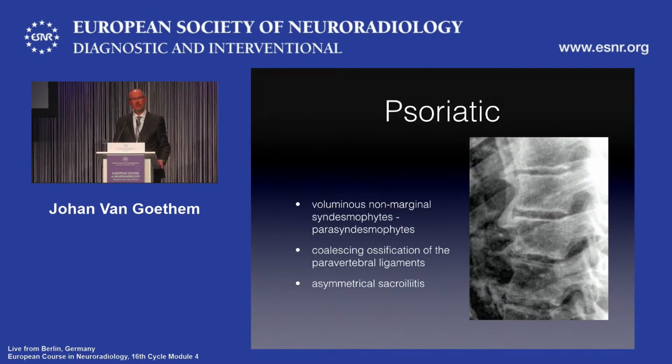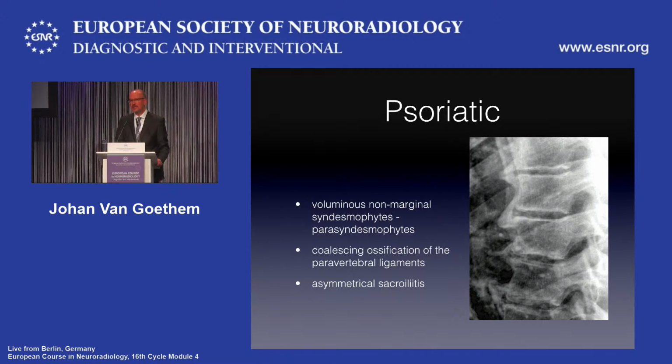What about the other ones? Do they look different? Not especially. It will be very difficult to make a differential on imaging. A few things in psoriatic: you have these voluminous, non-marginal syndesmophytes, so they are called parasyndesmophytes, a little bit to the side, as in this example, and they usually give ankylosis quite soon.